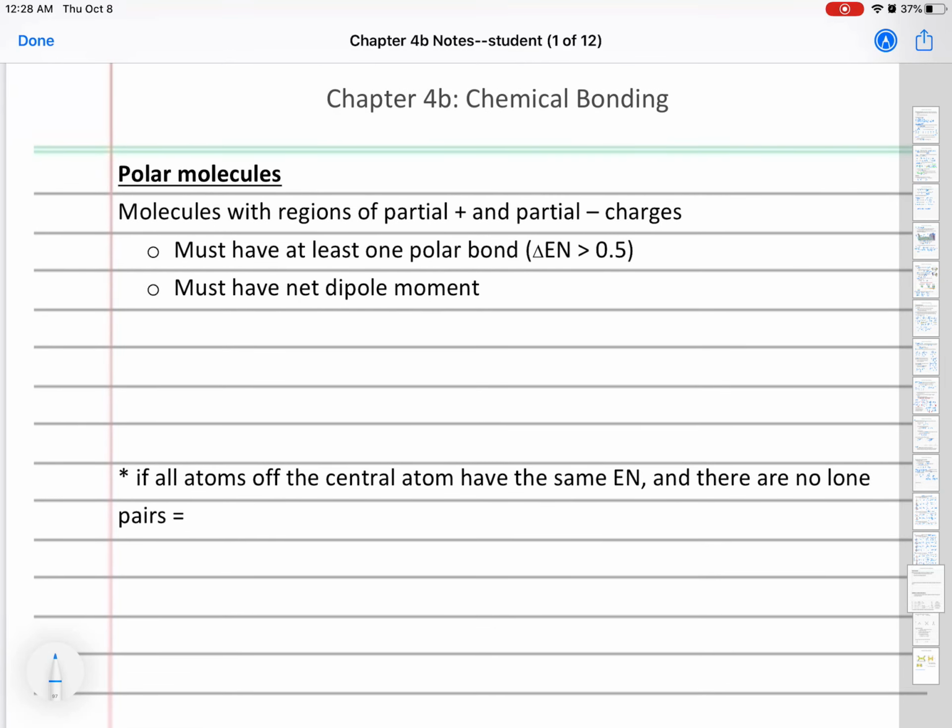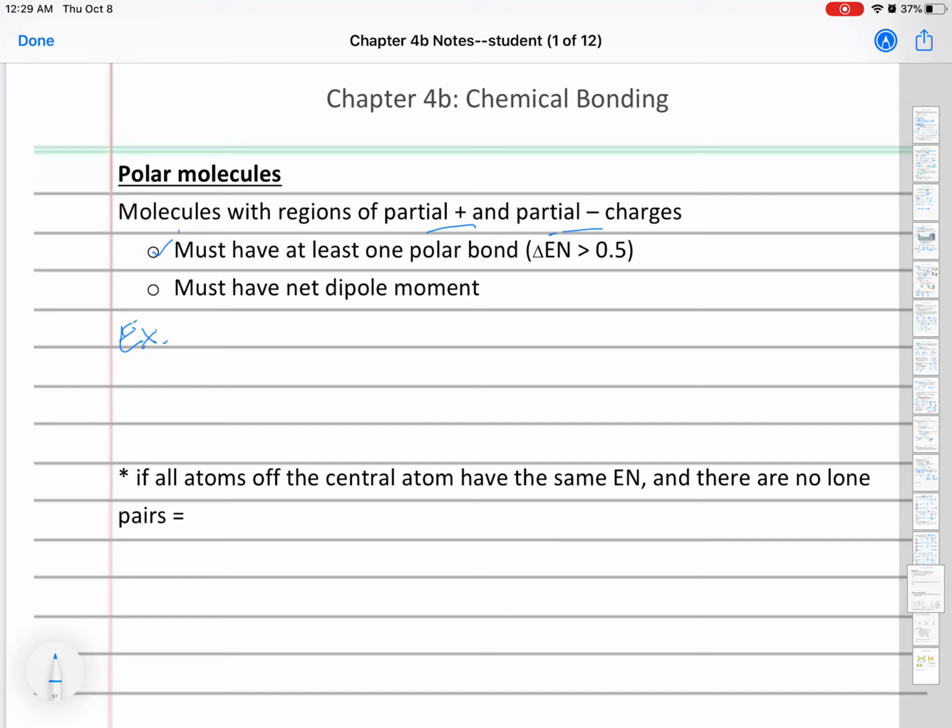Okay. So remember we talked about electronegativity before, and I said bonds can be polar or nonpolar, depending on whether electrons are shared equally or unequally. Not just a bond can be polar, but the whole molecule can be polar as well. Molecules that have regions of partial positive and partial negative charges are polar molecules. In order for a molecule to be polar, it needs to have at least one polar bond. That's kind of a duh. But it also needs to have a net dipole moment.